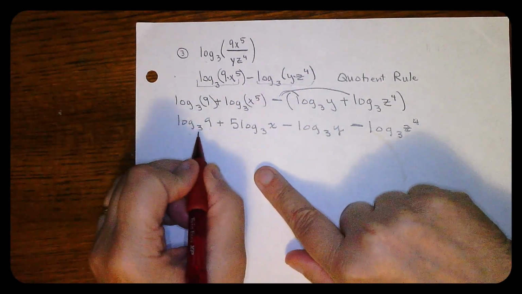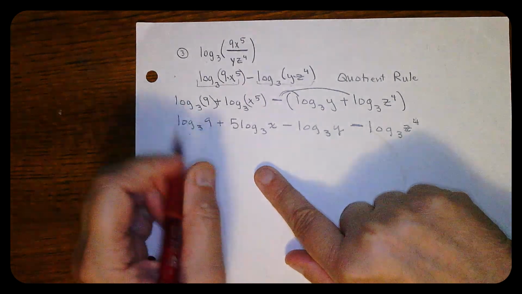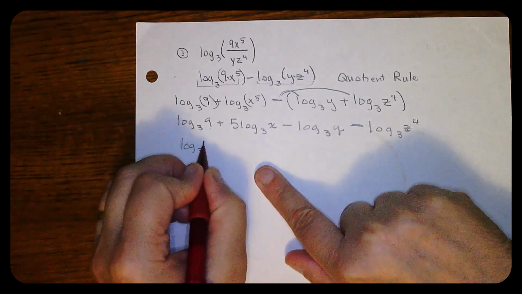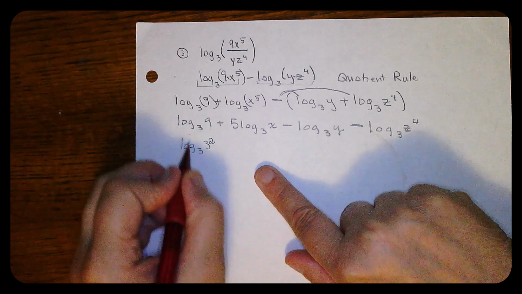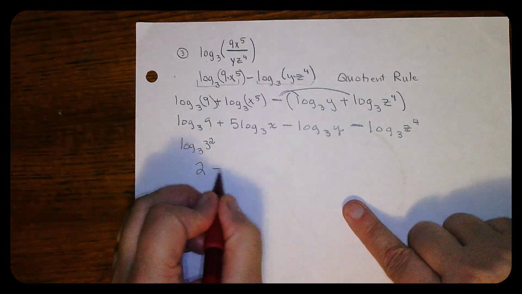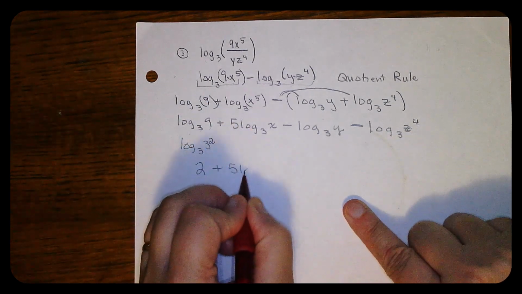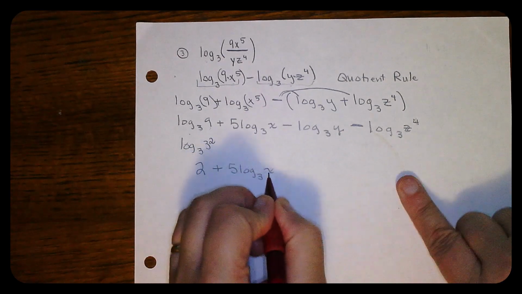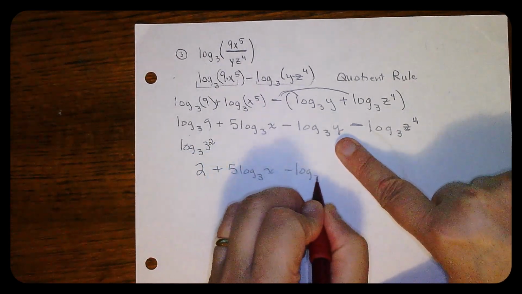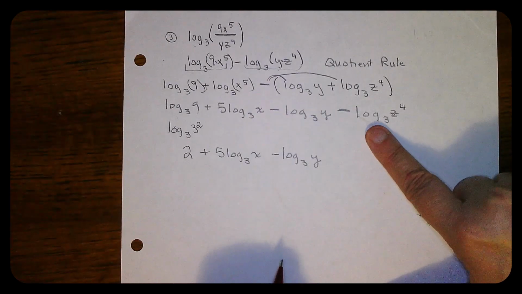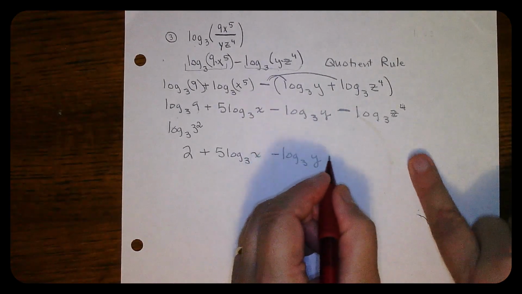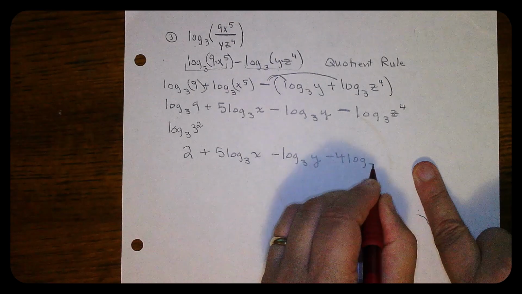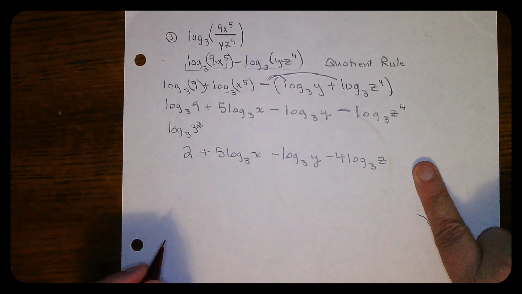This 9, and this is base 3, you got to learn to see that 9 as 3 squared. So that's just 2. I already used the power rule on that one. Got a little ahead of myself. This one's done. There's nothing you can do about that. But what can you do about this one? Power rule, minus 4 log base 3 of z. I think that's everything we can do.